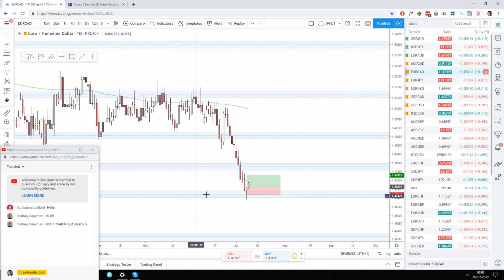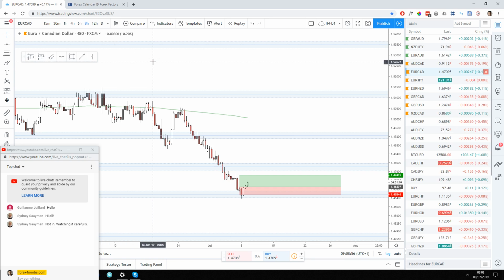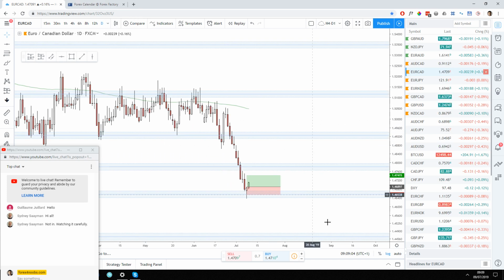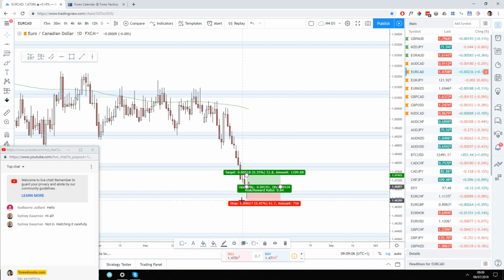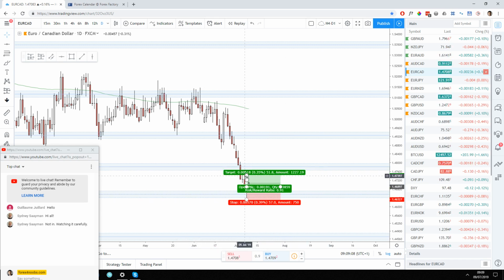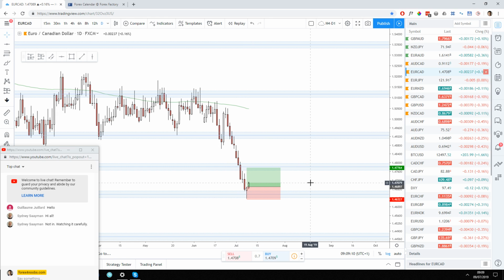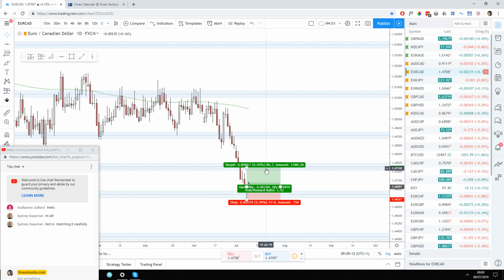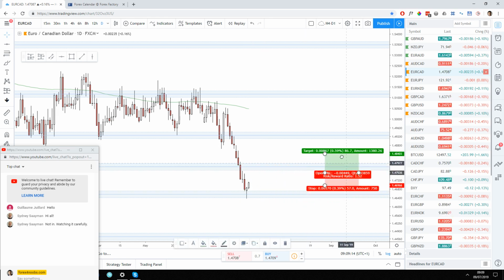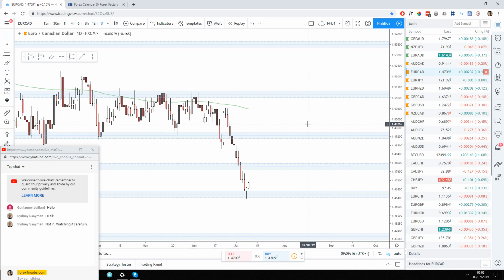EURAUD, we're looking at something similar. But it ended up moving down a bit too much. So the risk to reward ratio is just going to be horrible here. It'll be 1.5 at the next resistance area, so it's just not as good. So yeah, I don't think anyone's in this one.